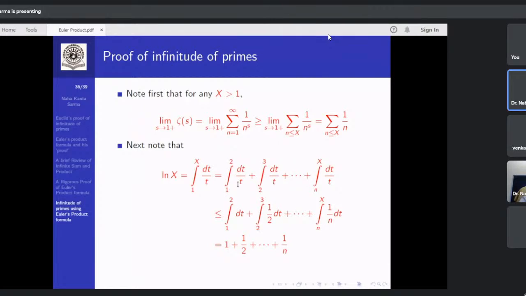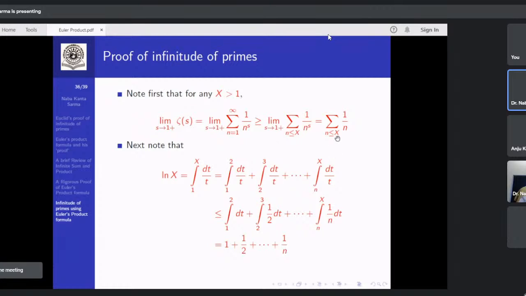So 1 by t will be less than 1. So that is why this will be less than or equal to integral of 1 dt. Similarly here in the second integral, t is greater than 2, so 1 by t will be less than half. So this is less than or equal to half dt. And so on. This will be 1 by n. Now all these lengths are 1. Length of the integrals are 1. So this will be 1 plus half plus, and the last will be 1 by n, with the last interval being n minus x. But this x is just below n, so this n minus x is also less than 1. So we are getting this.